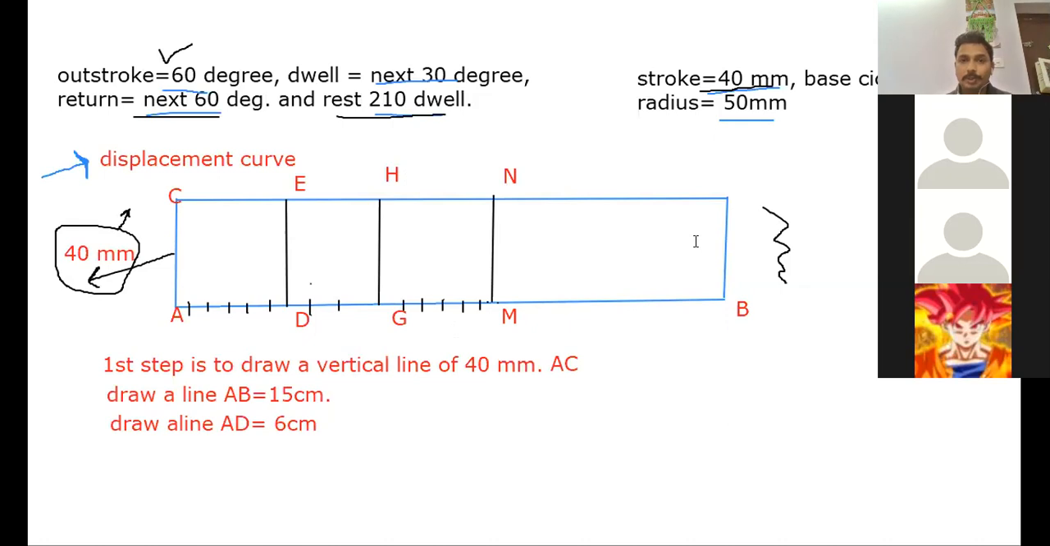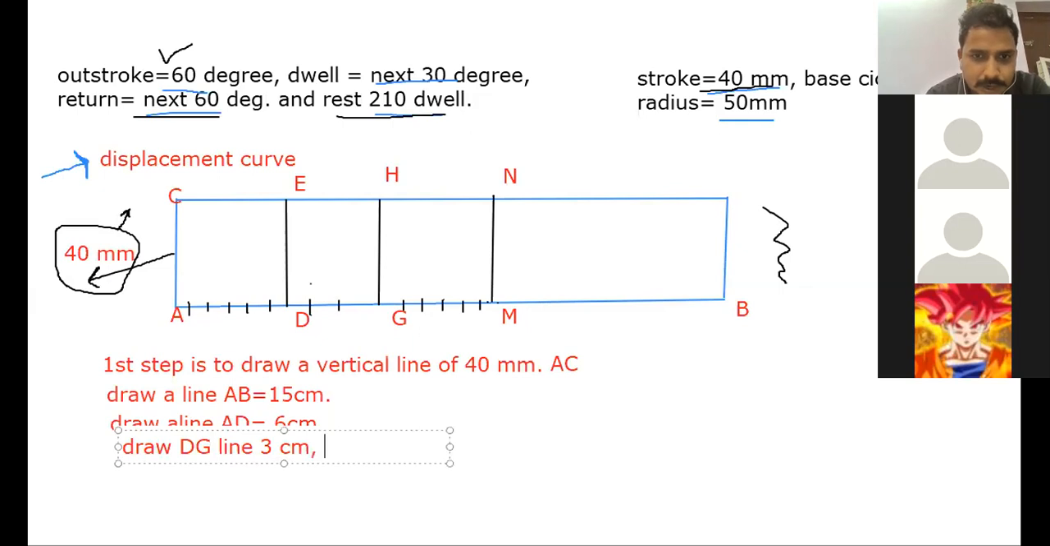So what is the next step now? Let us name, after this, draw AD. Then we have to draw the DG line of 3 centimeters, comma, GM line of 6 centimeters again. So this we have done.